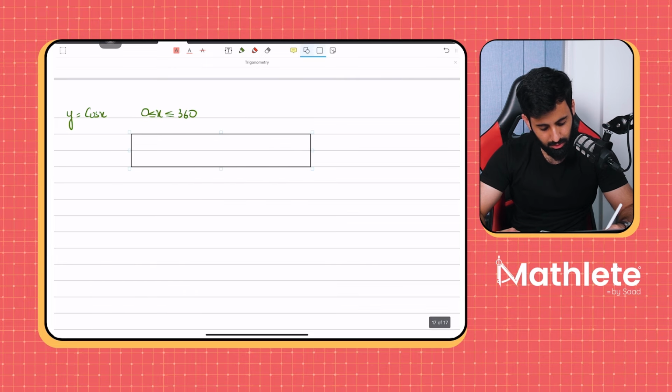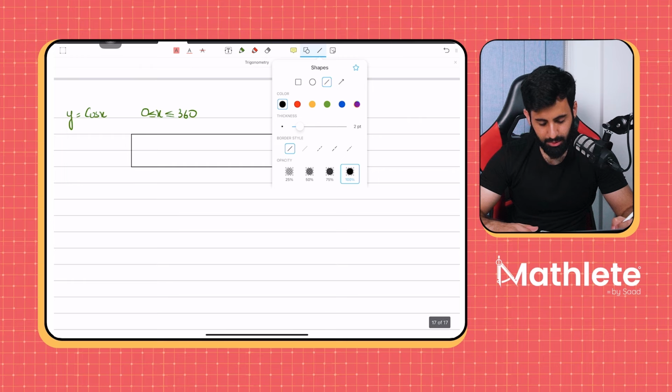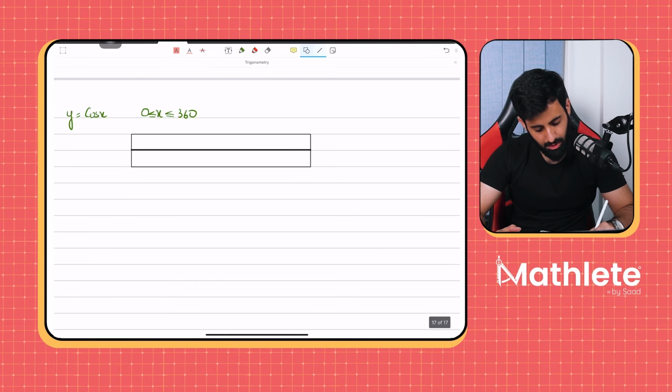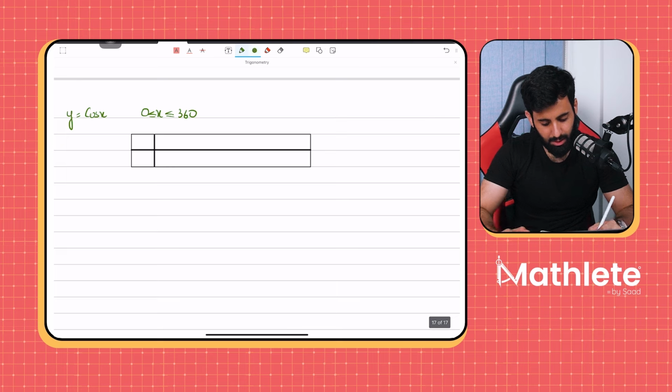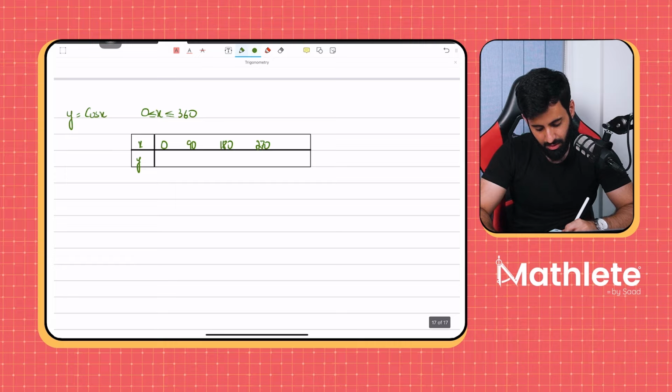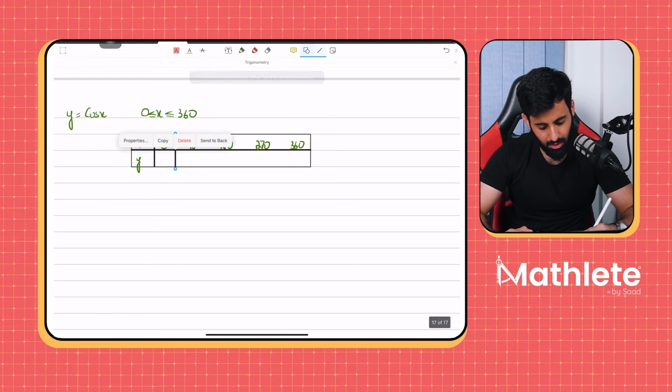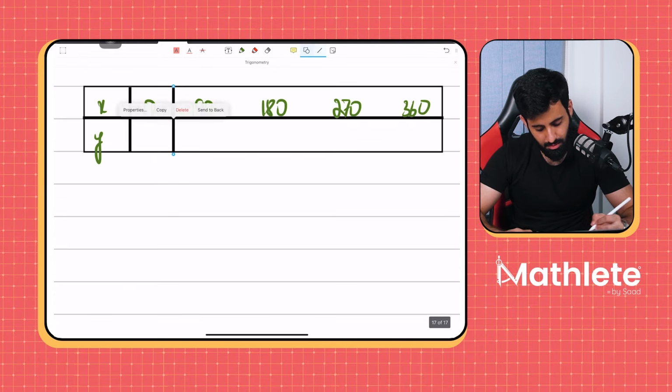Okay, so for cos x, we're going to do the exact same thing. We are going to start from 0 and then plug in values after every 90-degree interval. So here's 0, here's 90, here's 180, 270, 360. And I want you guys to find out the corresponding values.